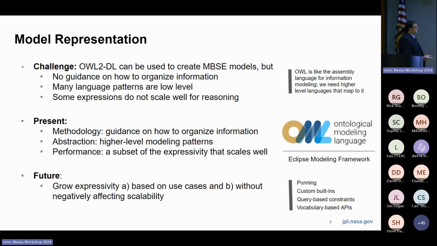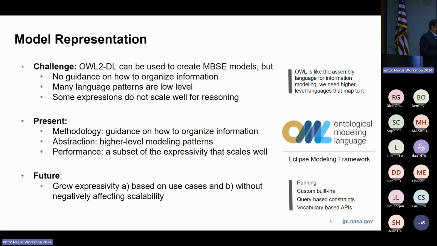So today, with the work we've done in OML, at least we try to give a methodology of how to use OWL effectively in this sense. We introduced some abstractions to make it easier and not very intimidating to work with OWL in common system engineering. And we carefully created a subset of the language that will allow expressions to scale when you reason on them. So think about the reasoner now as the compiler. It needs to just compile and work. It should not take hours and whatnot to do that.